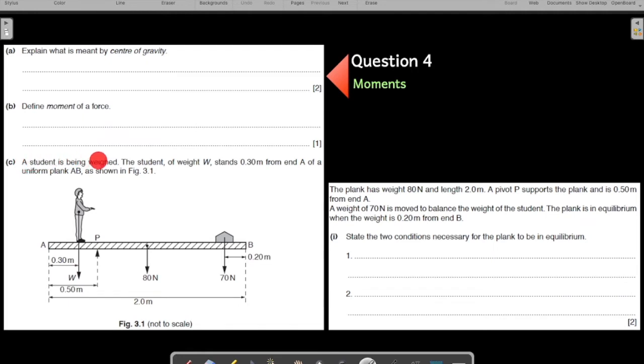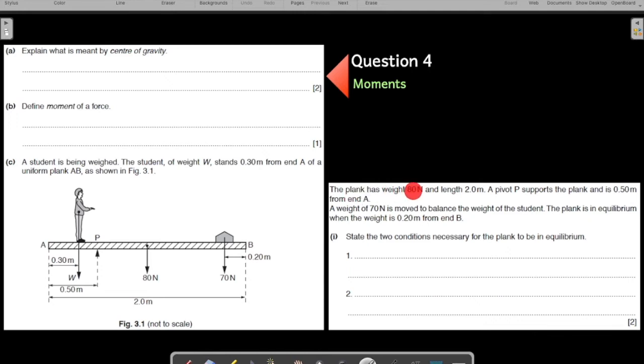A student is being weighed. The student of weight W stands 0.3 meters from the end A of the uniform plank AB as shown in this figure. So let us identify where is the plank. The information which is given in the question, let us try to locate all the information in the picture. So A and B is the plank. This is the student who is at a point which is 0.3 meters from the end A.